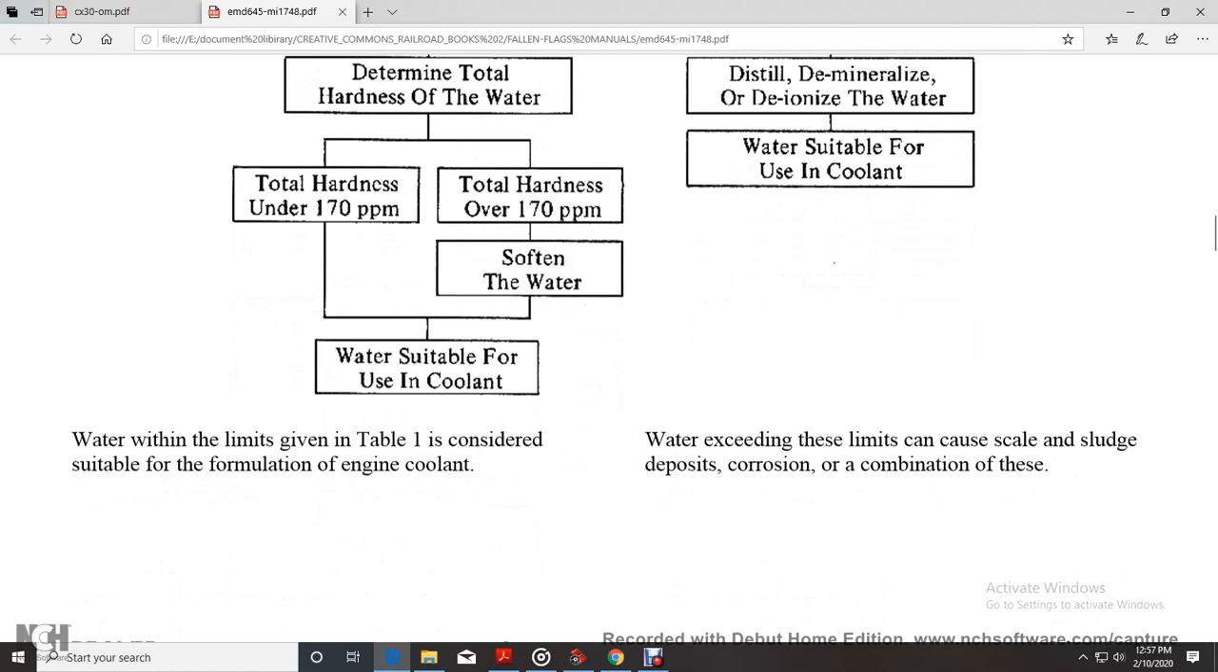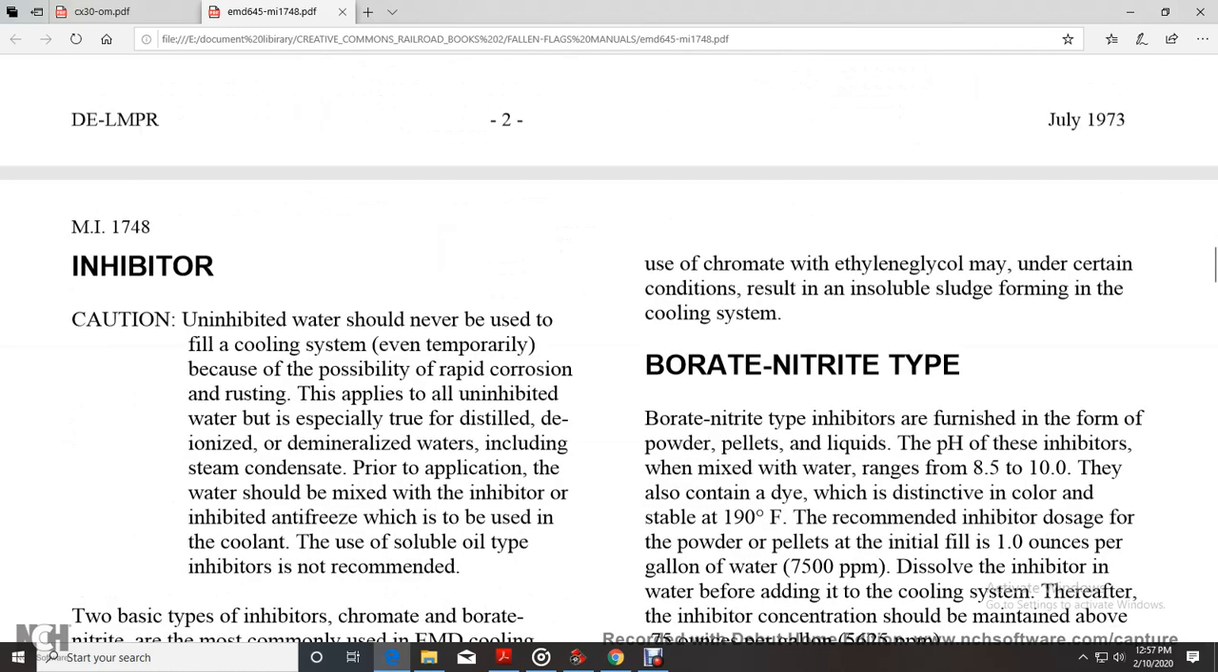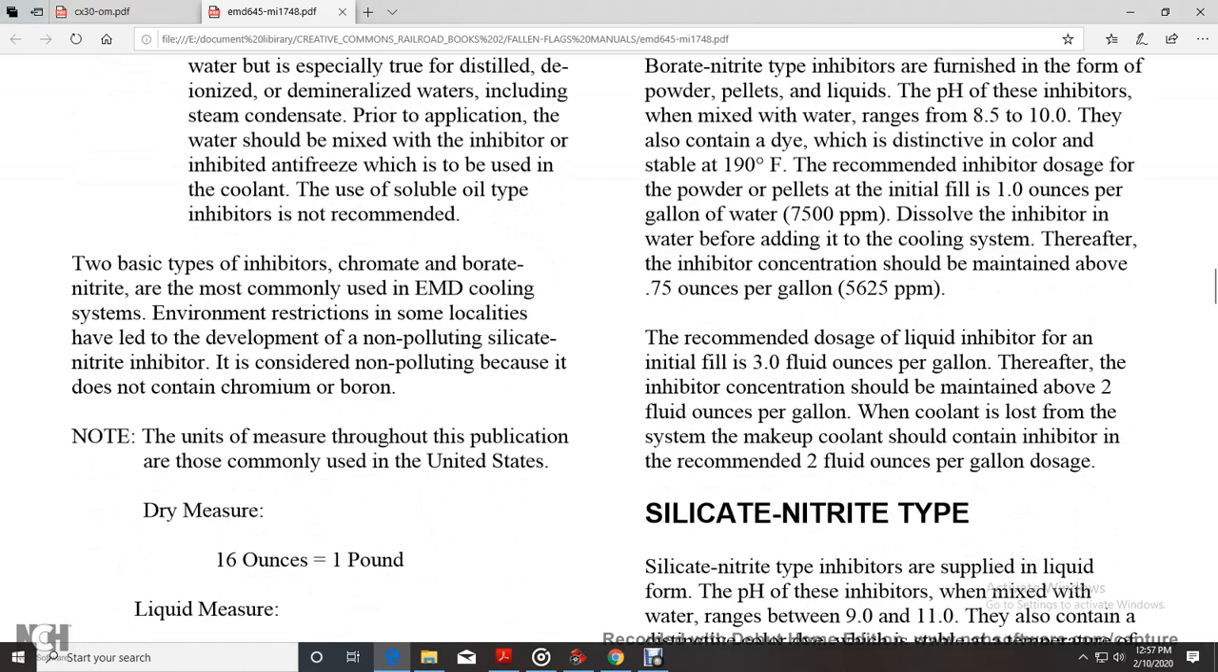Waters within these limits of Table 1 are considered suitable for the formulation of engine coolant. Water exceeding the limits can cause scale, sludge deposits, corrosion, or combinations of these. Uninhibited water should never be used for filling the cooling system, even temporarily, because of the possibility of rapid corrosion and rusting. This is especially true with distilled, deionized, or demineralized water, including steam condensate. Prior to application, the water should be mixed with an inhibitor, or inhibited antifreeze, which would be used in the coolant. Using soluble oil type inhibitors is not recommended.